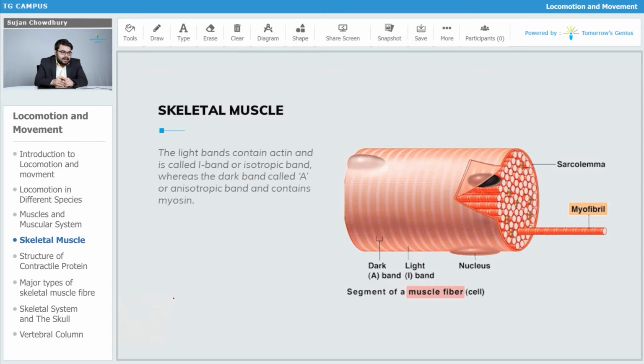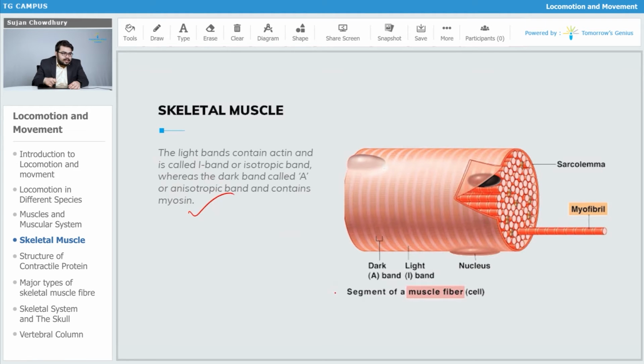What we find is that the light bands contain actin and are called the I band or isotropic band, whereas the dark band is called the A or anisotropic band and contains myosin. These are the two different types of protein.